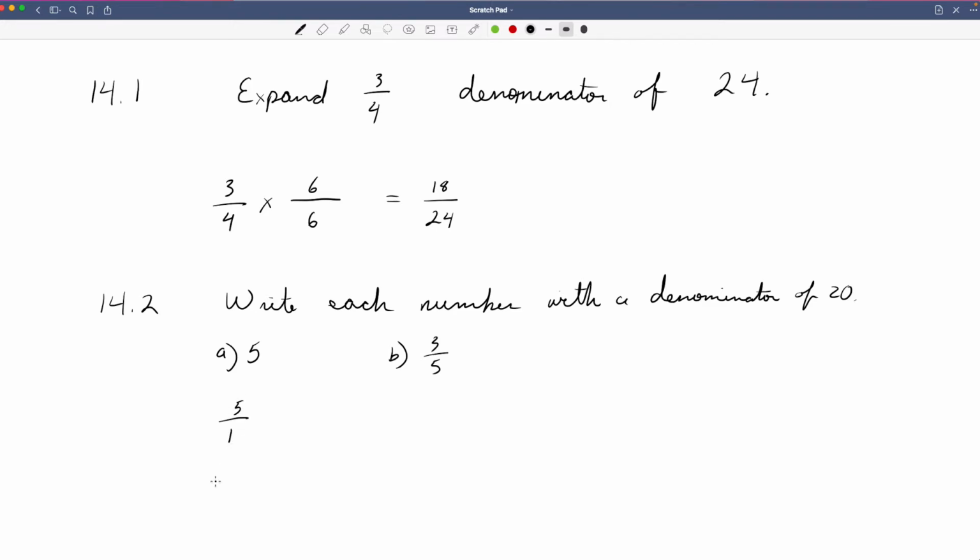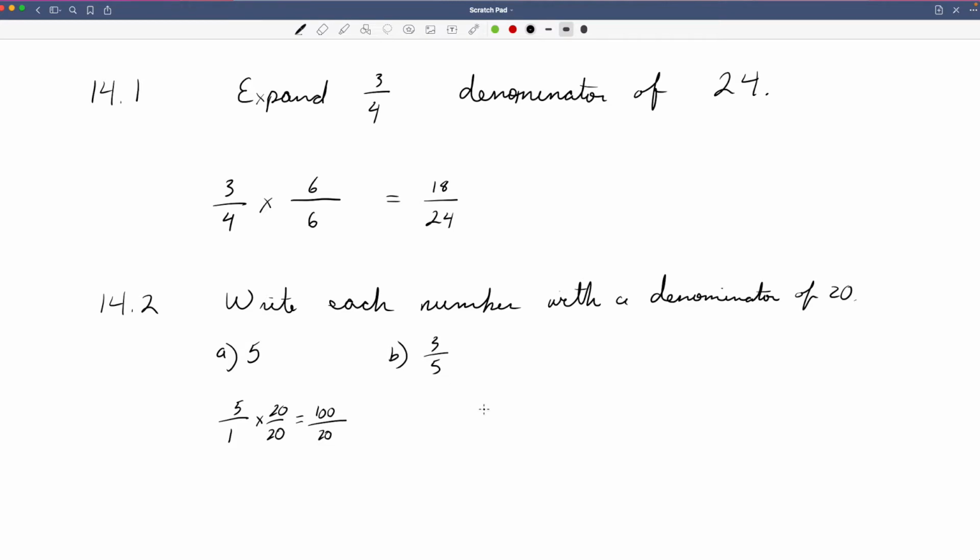We put it over 1. Because 5 over 1, 5 divided by 1 is 5. So that is how you turn a whole number into a fraction. You put it over 1. That's all you have to do. So to give it a denominator of 20, we know that 1 times 20 is 20. Those are the factors we need to use. So we're just going to put 20 over 20. And we know that's the value of 1, so it does not change the value of our fraction. 5 times 20 is 100, and 1 times 20 is 20. So this is a fraction that has a denominator of 20, but still has the same value as 5.